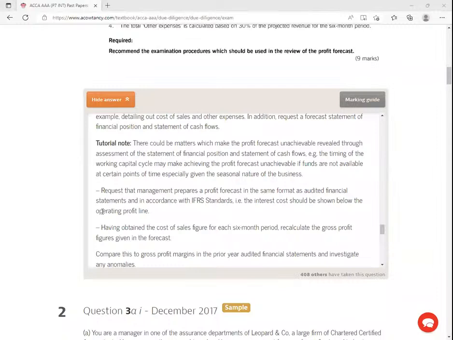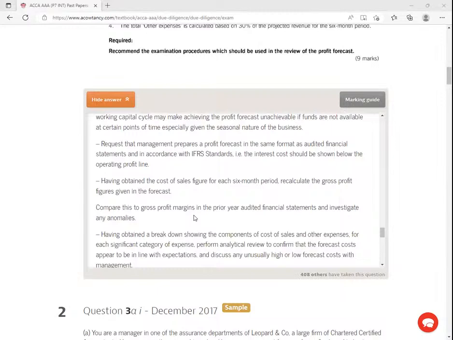Great. Now, ladies and gentlemen, from there, we are told here, having obtained the cost of sales figure for each 6 months, recalculate the gross profit yourself. Compare this gross profit margin to the prior year audited financial statements, and investigate any anomalies. So basically, they're doing analytical procedures. They're computing ratios, and of course, trying to investigate the differences.